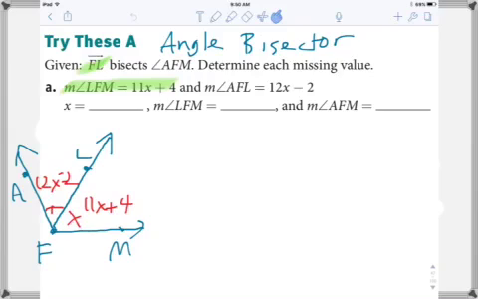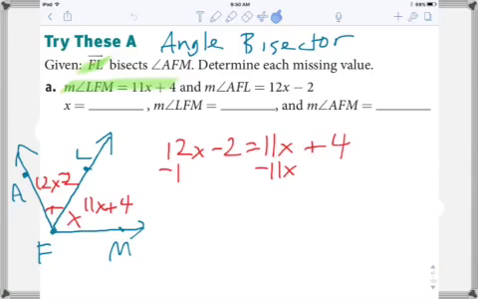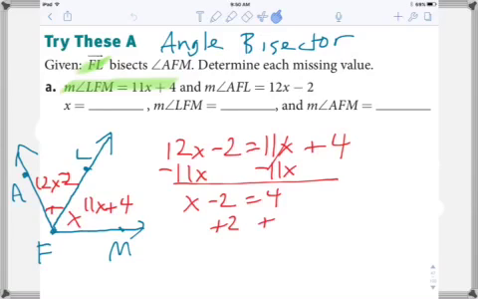And if I get a problem that's set up like this, since these angles are congruent, I can just set them equal to each other. So 12x minus 2 equals 11x plus 4. And from here we can go ahead and solve our equation. We can subtract 11x from each side. We get x minus 2 equals 4, and x equals 6.